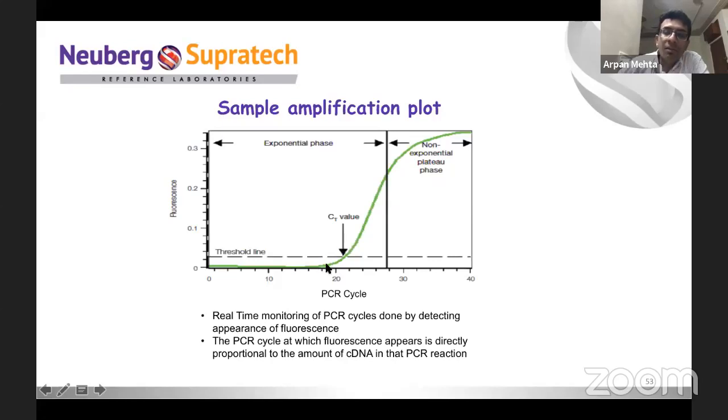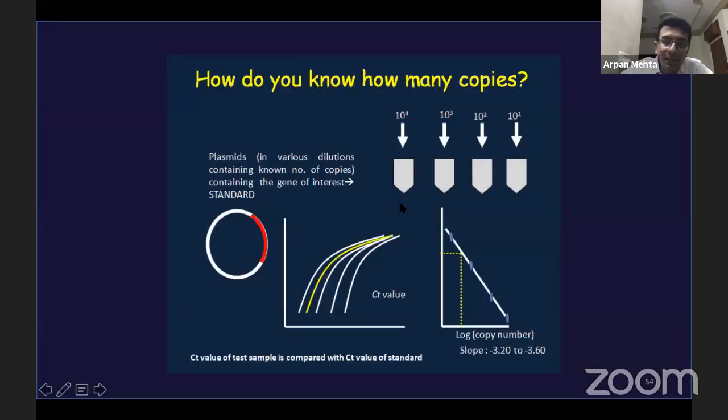At some point, eventually these products start accumulating and they reach a detectable fluorescence line, that is a threshold line. And the cycle at which this crosses the threshold line is called the cycle threshold value, or the CT value. And this exponentially starts increasing. At one stage, one of the components of the PCR becomes rate limiting and then it reaches a plateau phase. So we had plasmids in various dilutions which contain known copies. And then we compare the CT value of the test sample with the CT value of the standard.